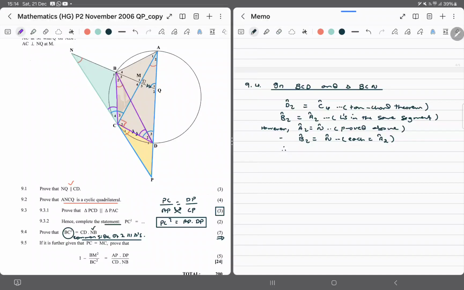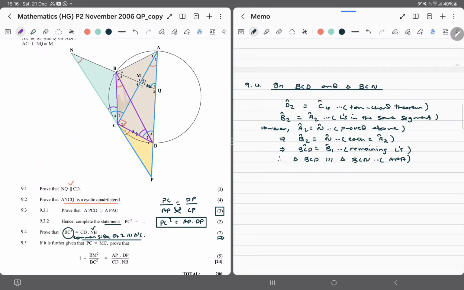So we need a third one. So let's say this also implies that angle BCD is equal to angle CBN. But in that case, it's just B1. So let's just not complicate it. It's just B1. These are the remaining angles. Therefore, triangle BCD is similar to triangle BCN. And the reason is AAA. Okay? Equiangular.